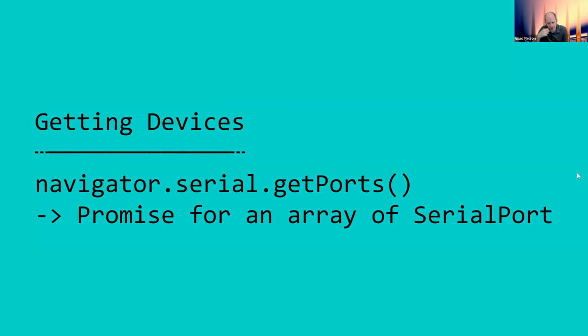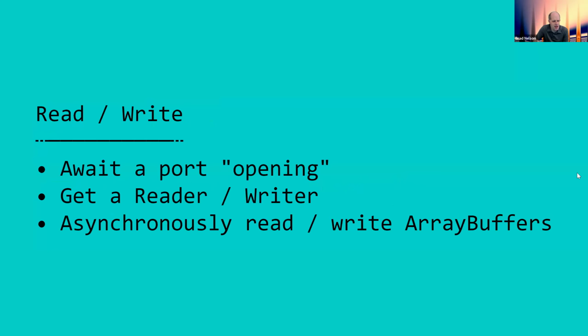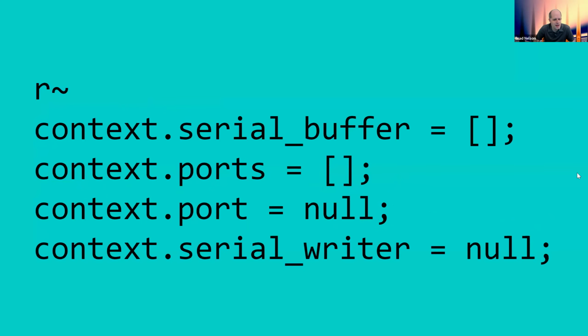And then after that, you can check to see if there are any devices that have been granted permission to interact with your particular website. And then you can open a port and then get a reader or writer object. It's very object-oriented interfaces, and then do an asynchronous read or write using an array buffer, which is another JavaScript concept that lets you deal with raw bytes.